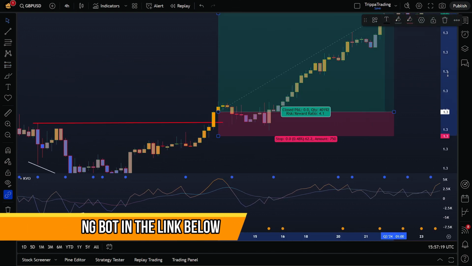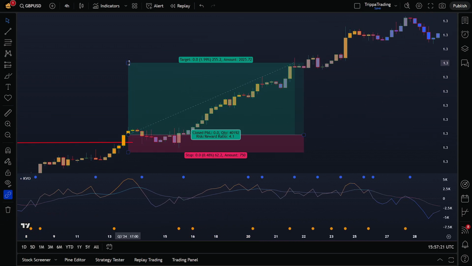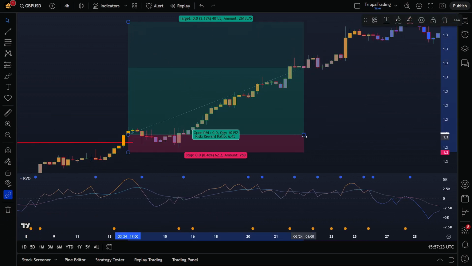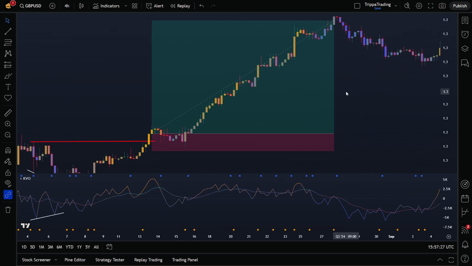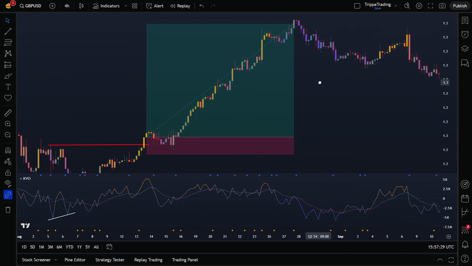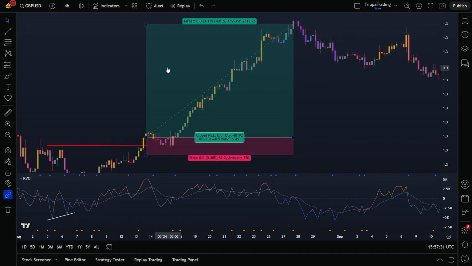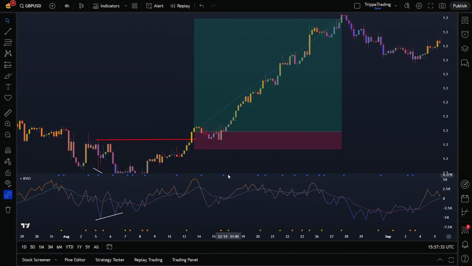Whether you're using it to identify trends, spot divergences, or confirm momentum shifts, it provides valuable insights into market behavior. Losing trades are always part of the process, which is why proper risk management is crucial.